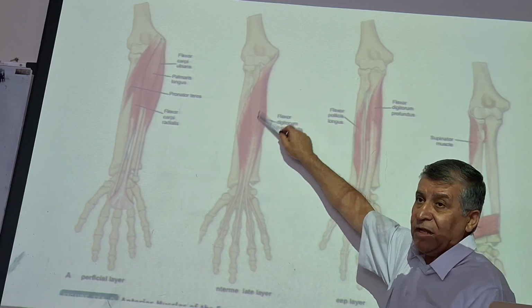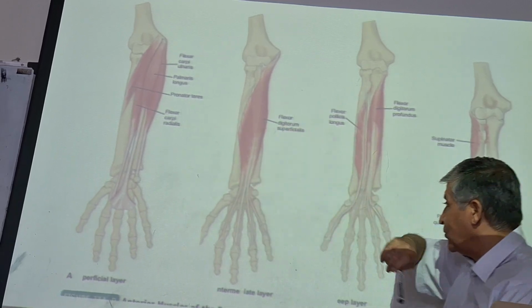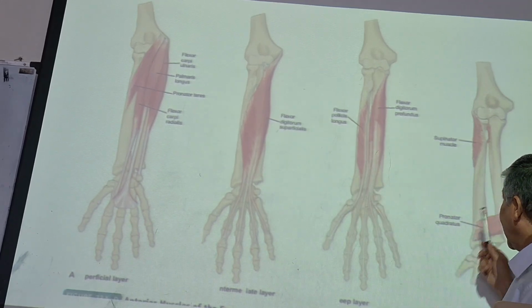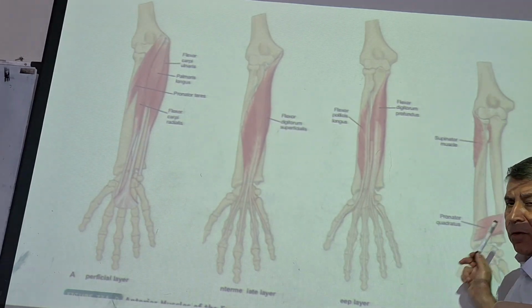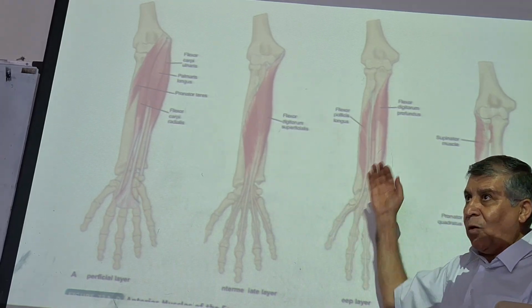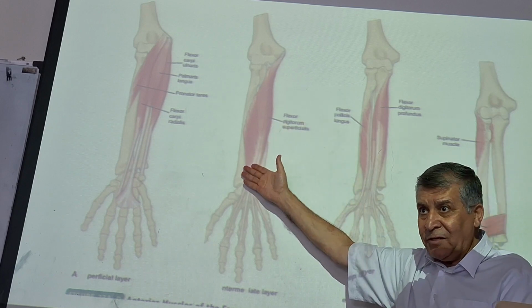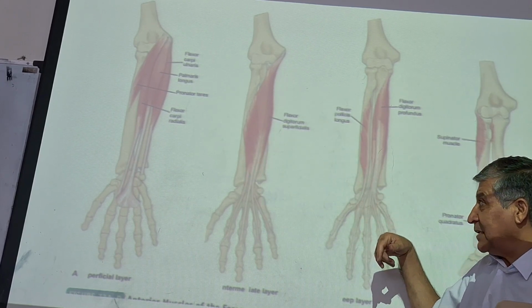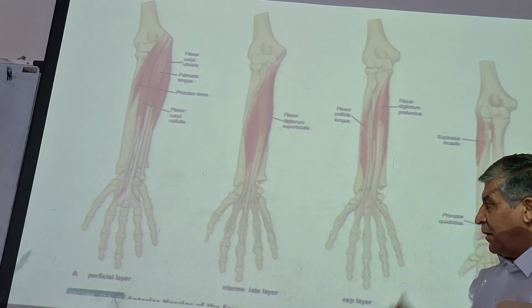Deep muscles: flexor digitorum profundus, flexor pollicis longus, and pronator quadratus. Deep muscles originate from the radius or ulna. Okay?